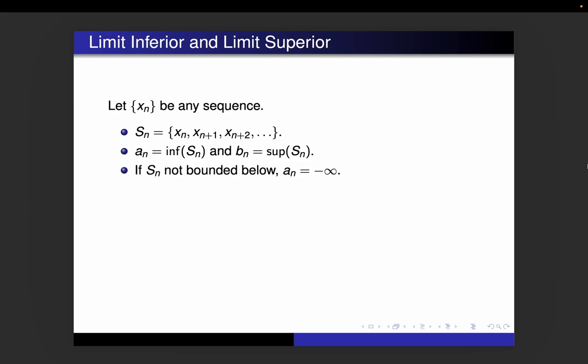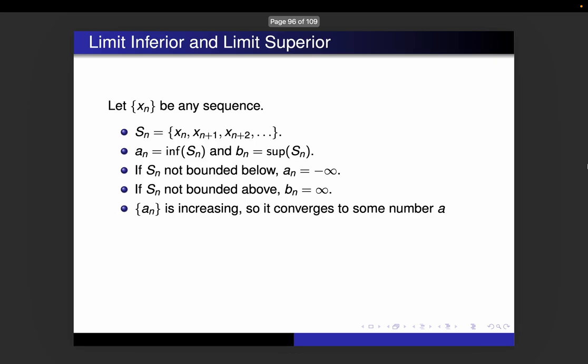And actually, it's possible that our sequence is not bounded. So if Sn is not bounded below, we just formally say that An is equal to negative infinity. I know negative infinity isn't a proper number, but all we're indicating is that it's not bounded below, so we can't give An a number. And similarly, if Sn is not bounded above, we say that Bn is equal to infinity.